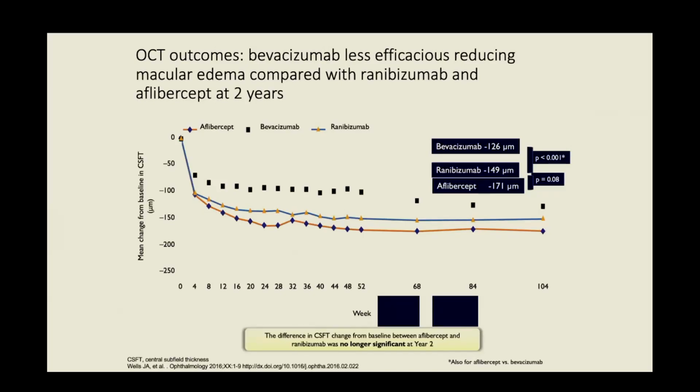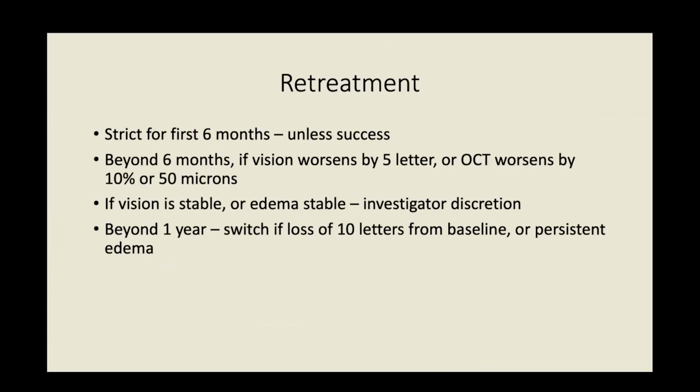But in terms of OCT outcomes, aflibercept had the best drying effect compared to ranibizumab or bevacizumab. So in protocol T, the retreatment criteria were more strict in the first 6 months. Any edema you have to treat, unless the patient is 20/20 and dry.